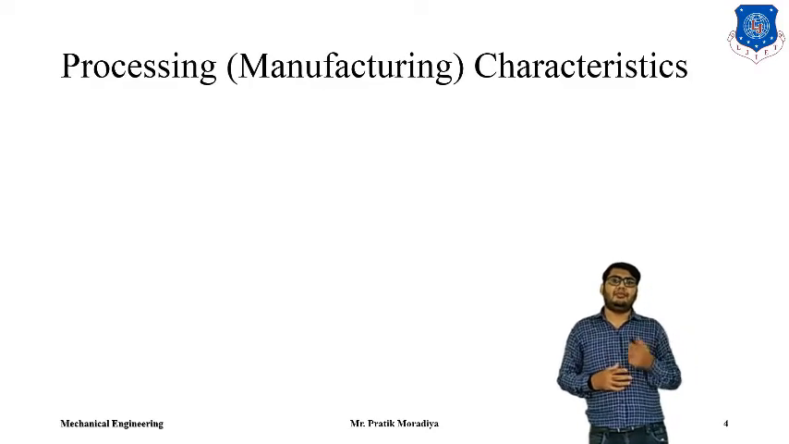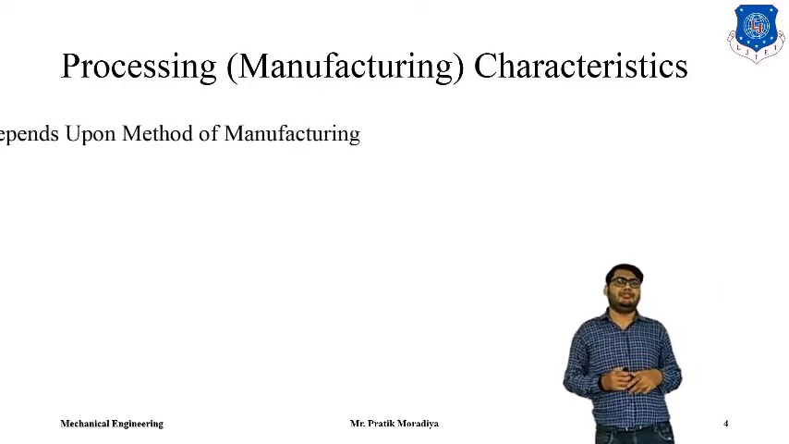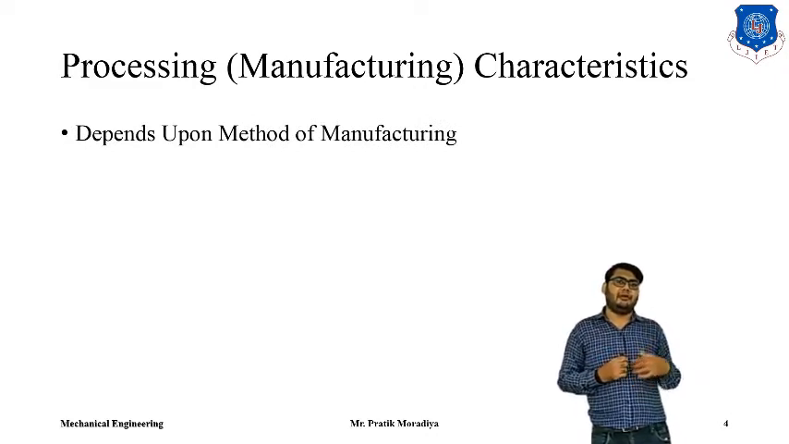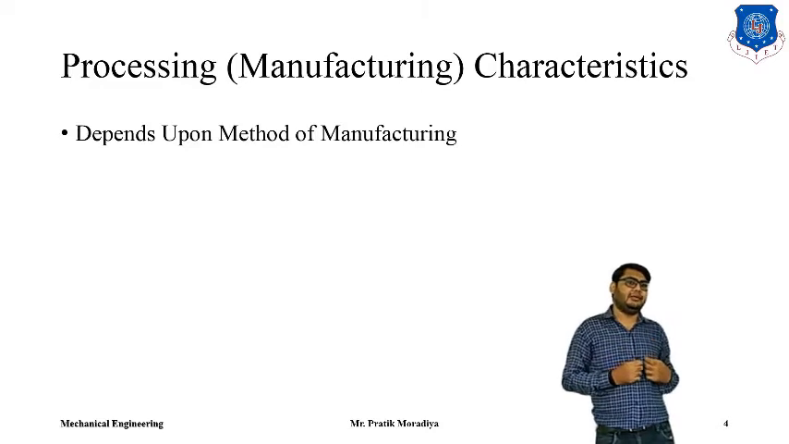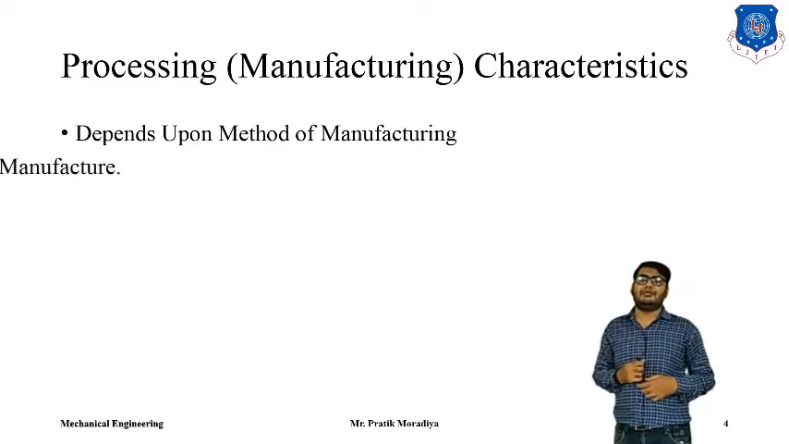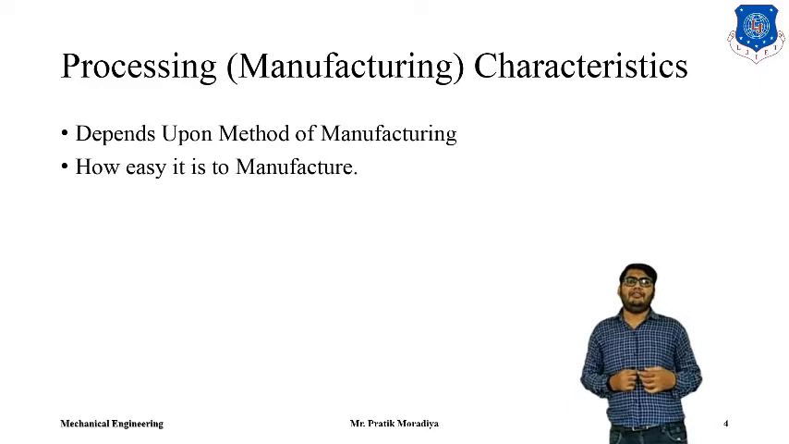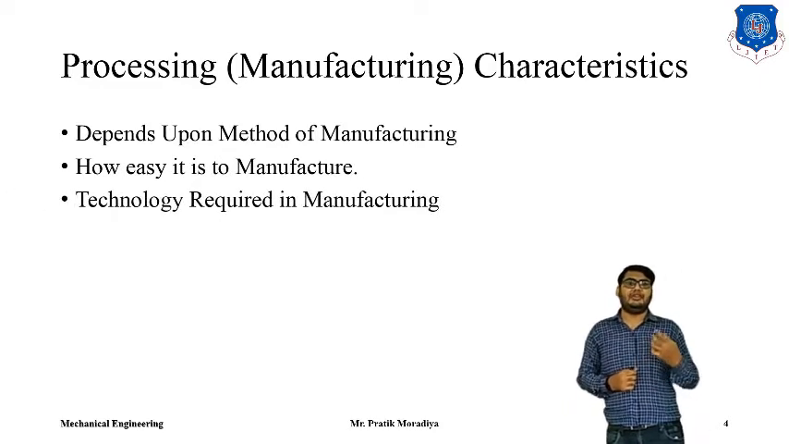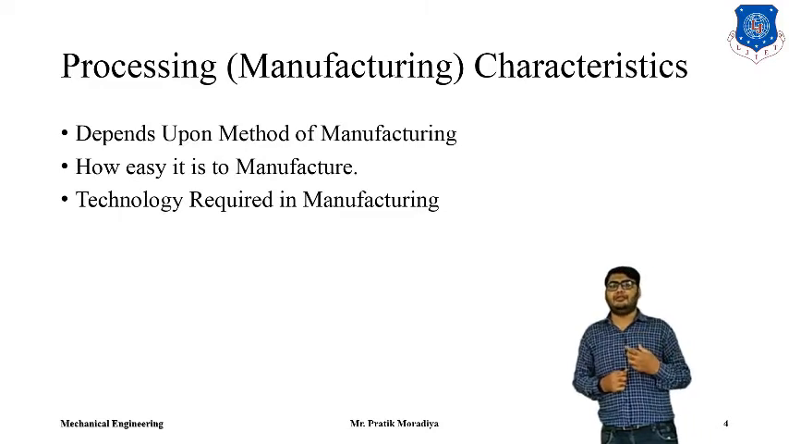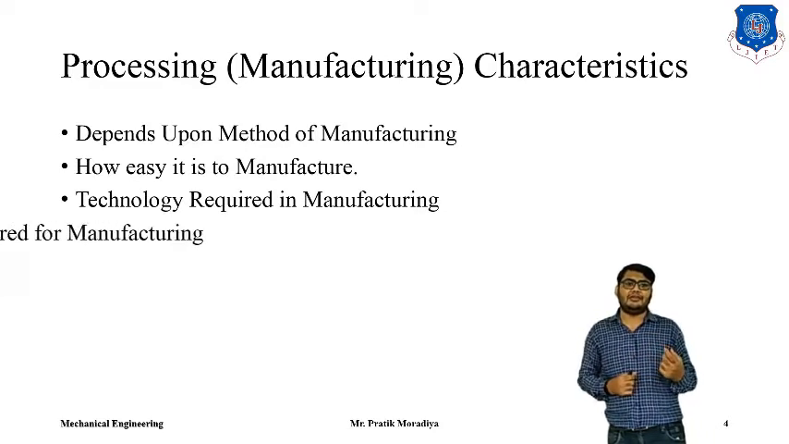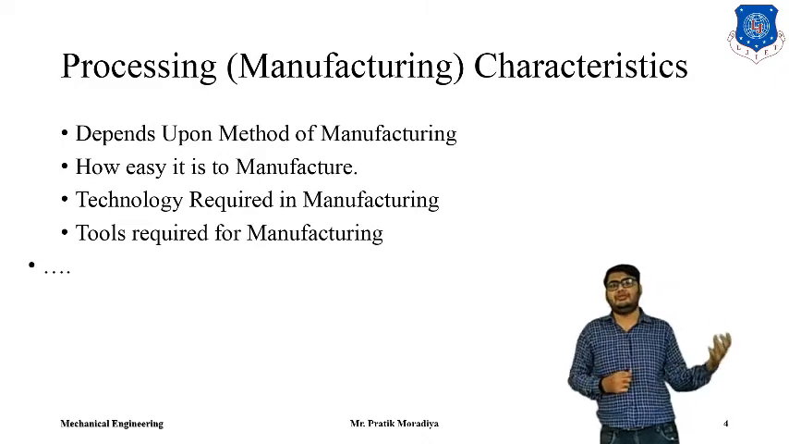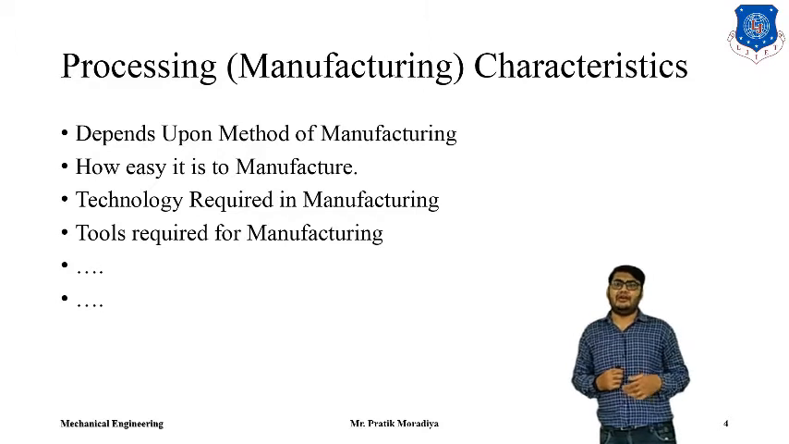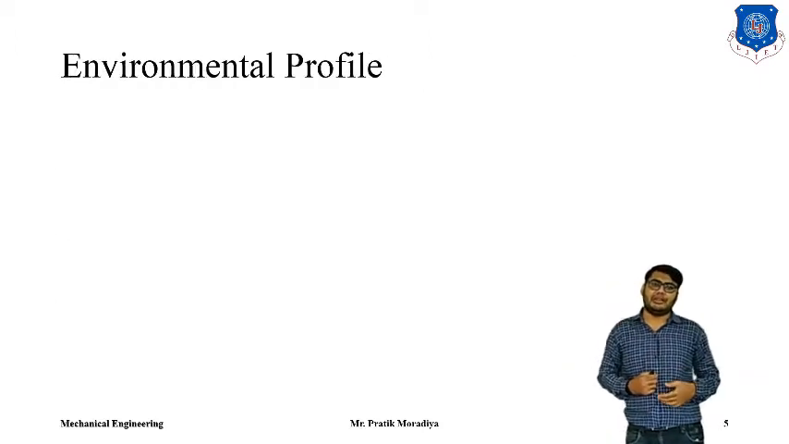The second is manufacturing characteristics. As we have discussed, we consider what type of manufacturing processes we are deploying, which method we are using to manufacture the material, how easy it is to manufacture, how quickly we can manufacture it, and whether we have available technology to manufacture a material or manufacture the specific shape from that specific material, which tools will be required, etc. All this will be considered in manufacturing characteristics.